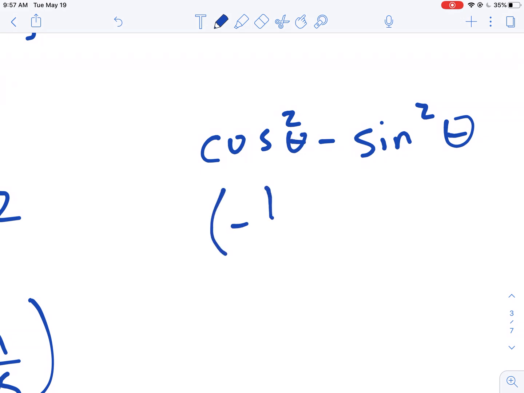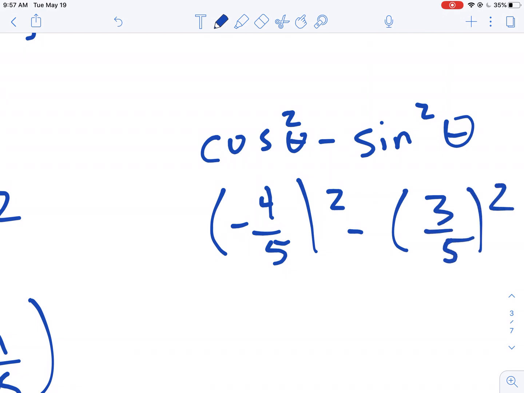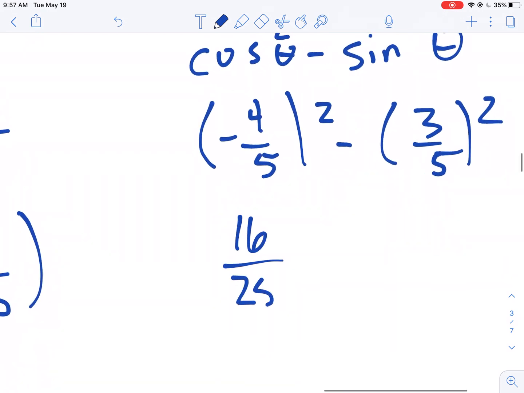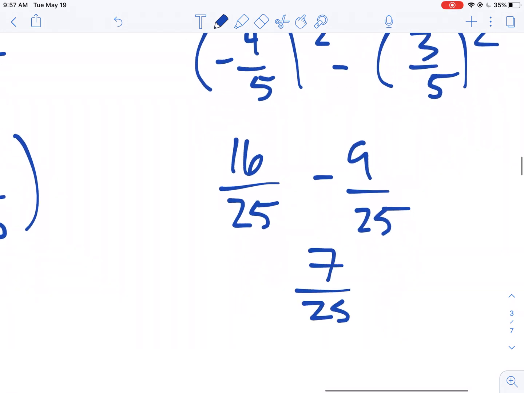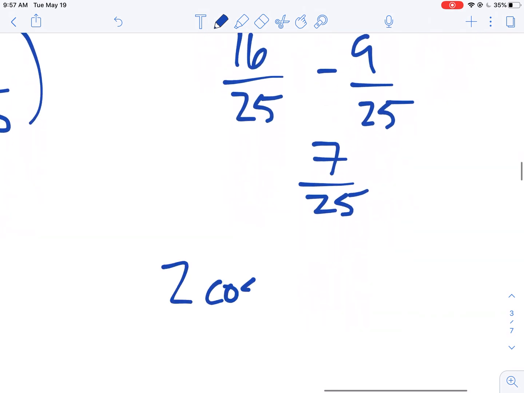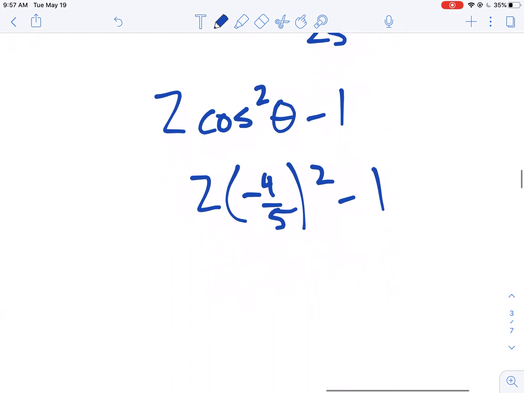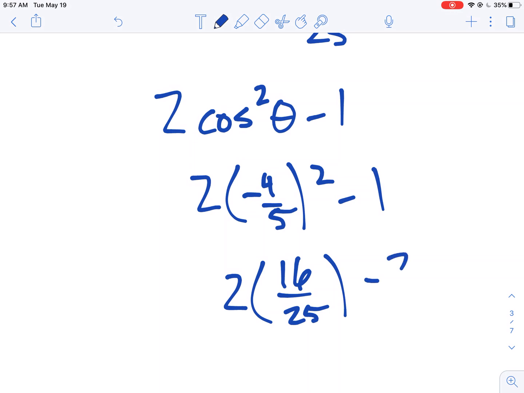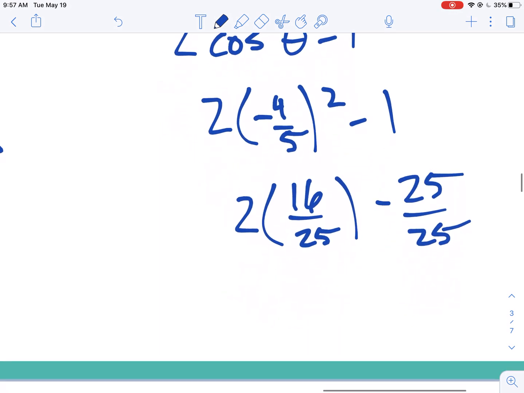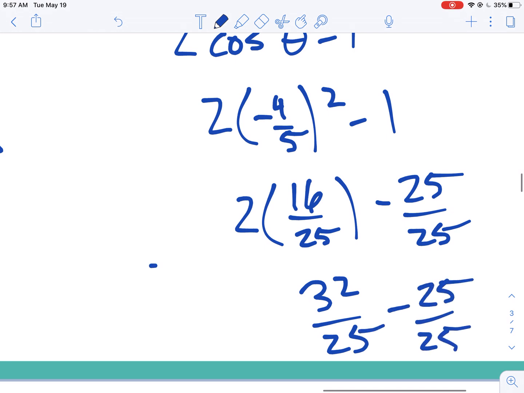And I could plug in -4 over 5 squared minus 3 over 5 squared. You get 16 over 25 minus 9 over 25. And that's 7 over 25. And then just for fun, we could also do 2 times cosine squared of theta minus 1. That's 2 times -4 over 5 squared minus 1. That's 2 times 16 over 25 minus 25 over 25. That's 32 over 25 minus 25 over 25. So that's 7 over 25.